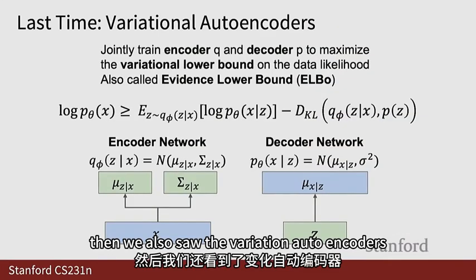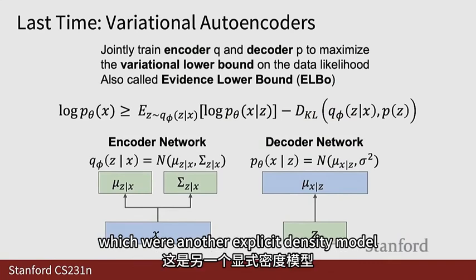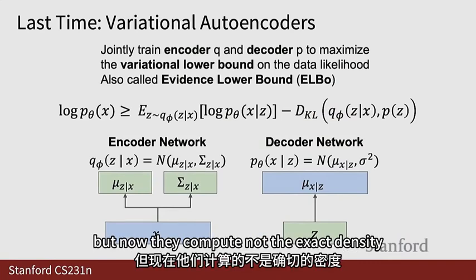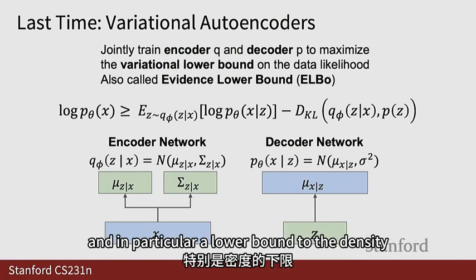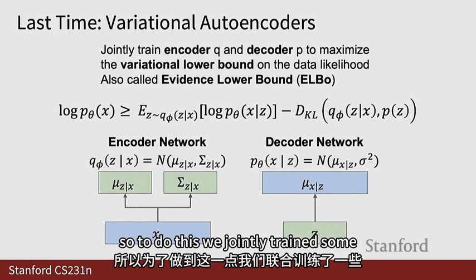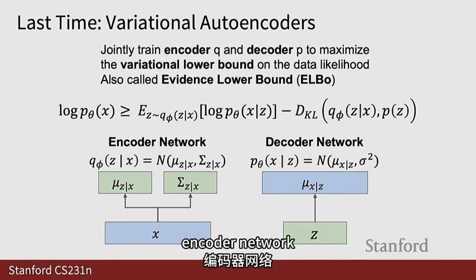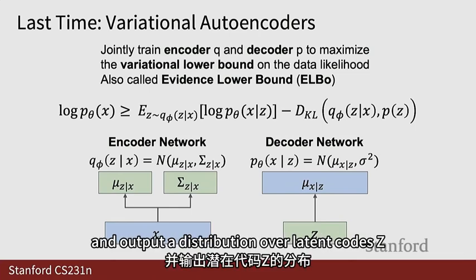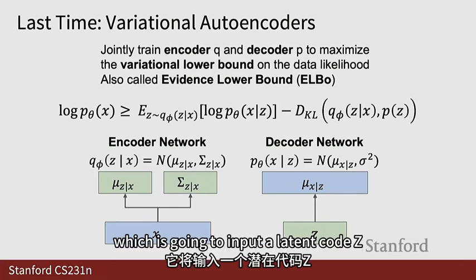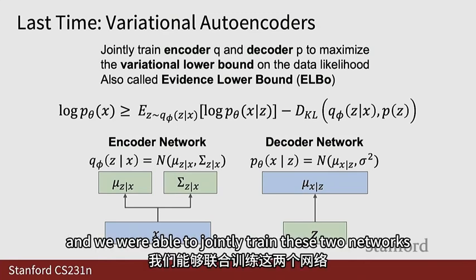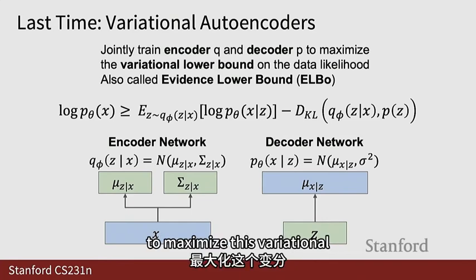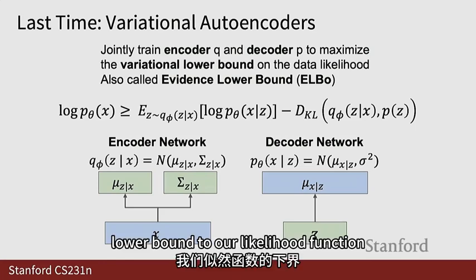Then we also saw the variational autoencoders, which were another explicit density model, but now they compute not the exact density, but some approximation to the density, in particular a lower bound to the density. To do this, we jointly trained an encoder network, which inputs the data x and outputs a distribution over latent codes z, and a decoder network, which inputs a latent code z and outputs a predicted piece of data x. And we were able to jointly train these two networks to maximize this variational lower bound to our likelihood function.